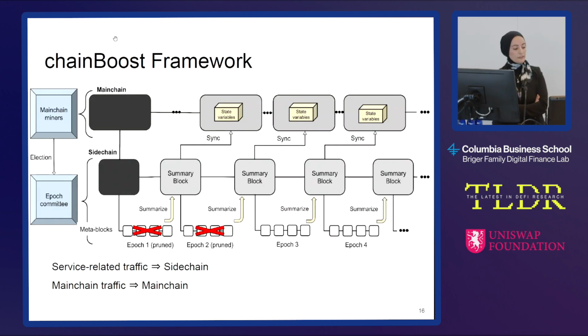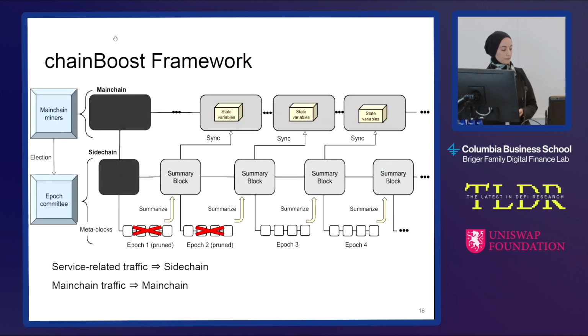So the side chain in ammBoost, as you see, runs in parallel with the main chain. It runs in epochs, and it is composed of two types of blocks. There are temporary meta blocks that record all the traffic, all the transactions that are processed by the side chain. And there are permanent summary blocks that will summarize the state changes induced by the meta blocks.